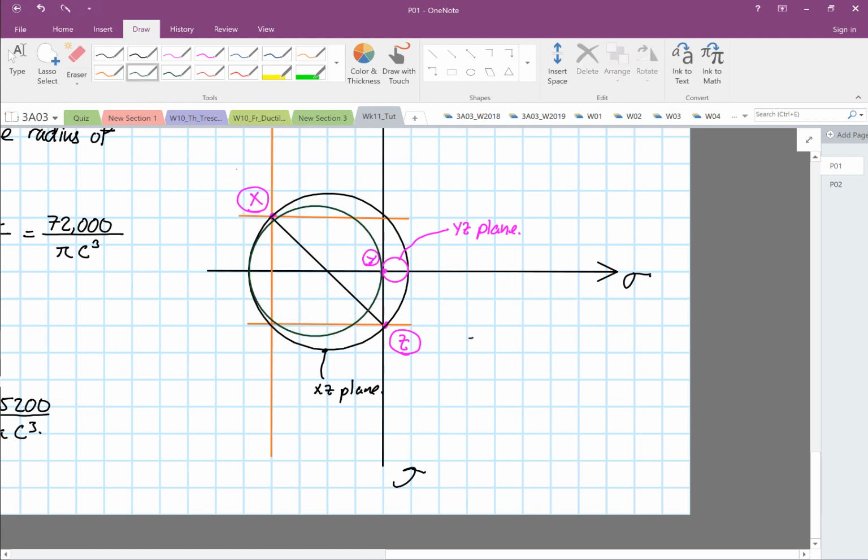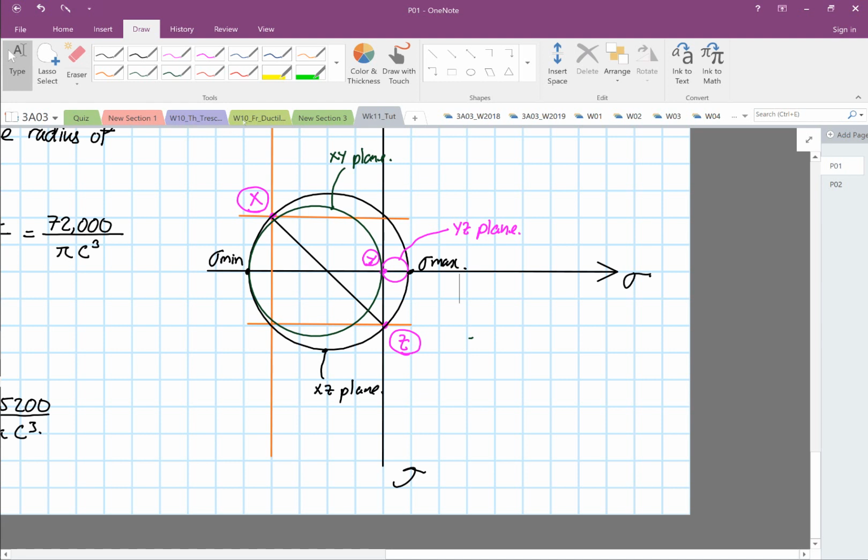Right, so this will be our XY plane. In this context, what we're trying to identify is the exact plane where we know that this will be our stress mean, and over here this is our stress max.